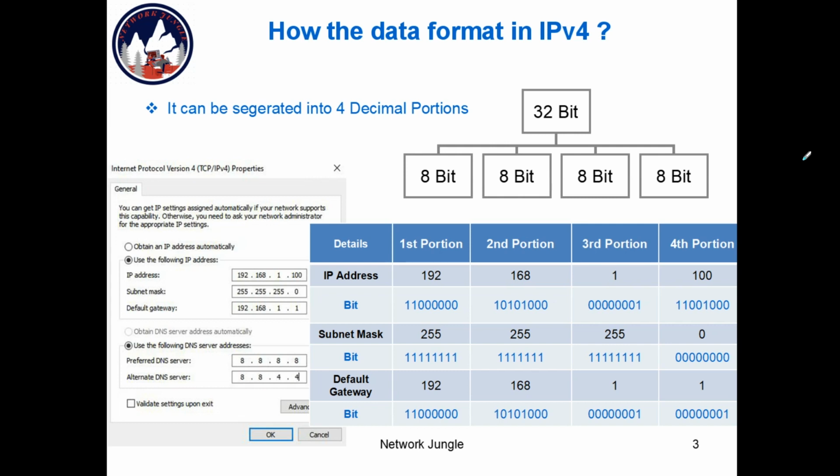Here is a sample example of an IPv4 address in the client machine: 192.168.1.100. Each part is separated by a dot symbol. The subnet mask, default gateway, and DNS server are also separated by dot symbols. This is the decimal format. It can be converted into binary format, that is 11000000, then 10101000. How is the data converted from the decimal number system into the binary number system? Let's see.